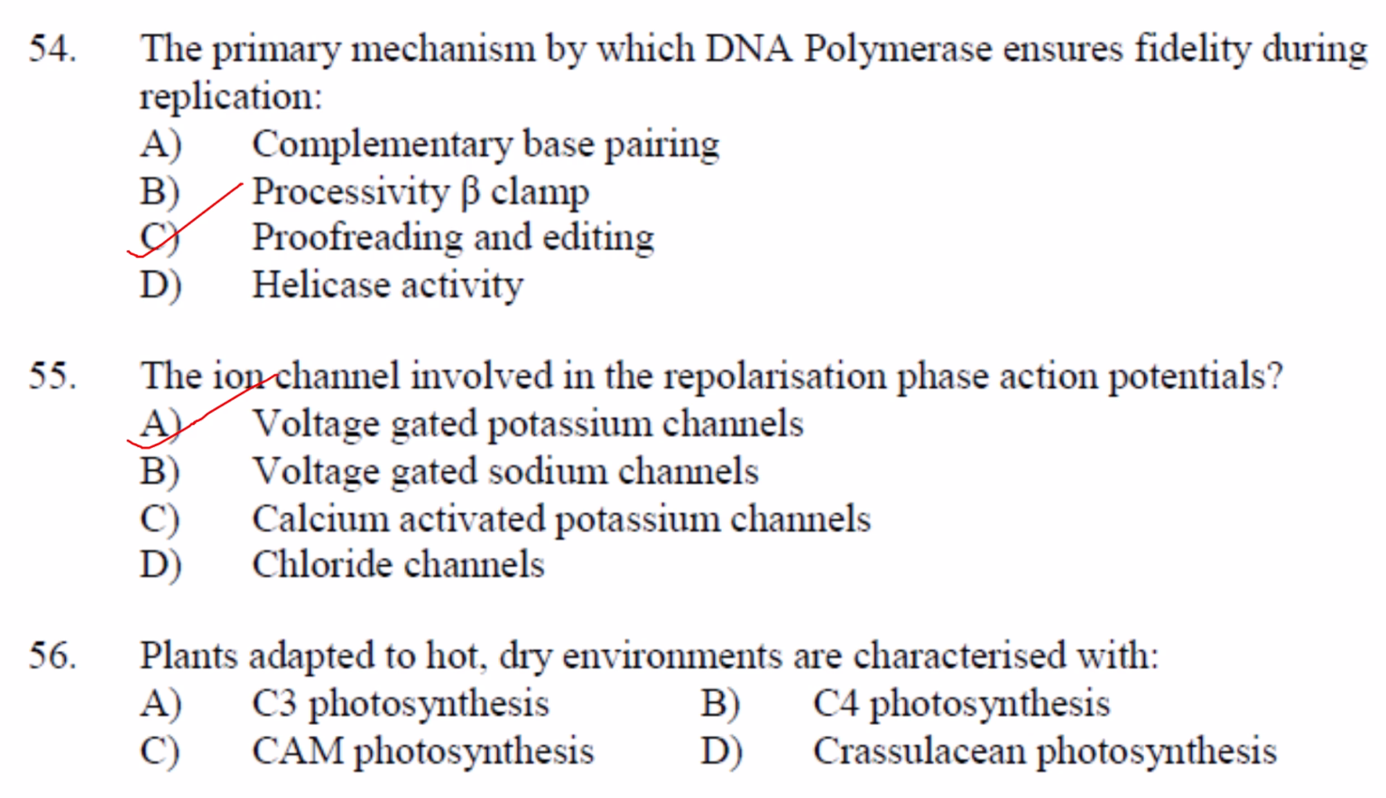Then next one. Plants adapted to dry environments are characterized by CAM photosynthesis, that is crassulacean acid metabolism. There is no crassulacean photosynthesis, it is CAM photosynthesis.